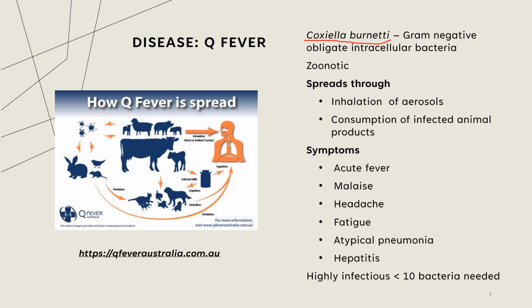The disease Q fever is caused by Coxiella burnetii, a gram-negative obligate intracellular bacterium. It is a zoonotic disease and it spreads through inhalation of aerosols and the consumption of infected animal products. Symptoms can be mild, flu-like, or they could be acute fever, malaise, headache, fatigue, atypical pneumonia, and even hepatitis. The disease is highly infectious, with less than 10 bacteria needed to cause the disease.